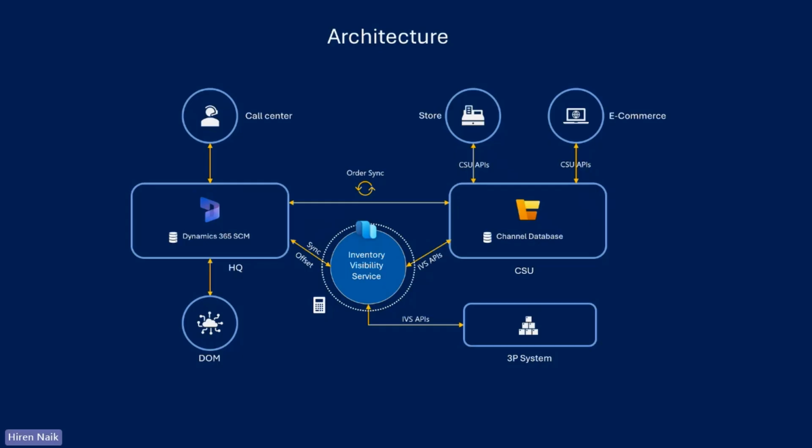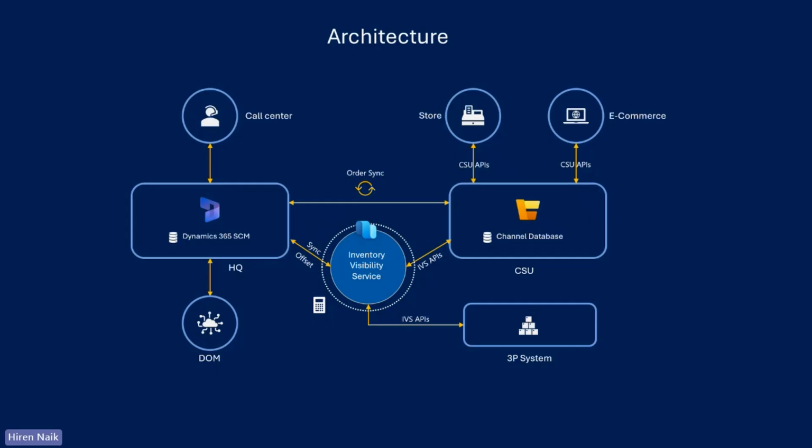And then the regular CSU APIs are available for order creation, checkouts, order syncs, or synchronous orders with the back office, where the order gets synced into Dynamics 365 SCM. And then it also does the offsetting of inventory and things like that back to inventory visibility service.